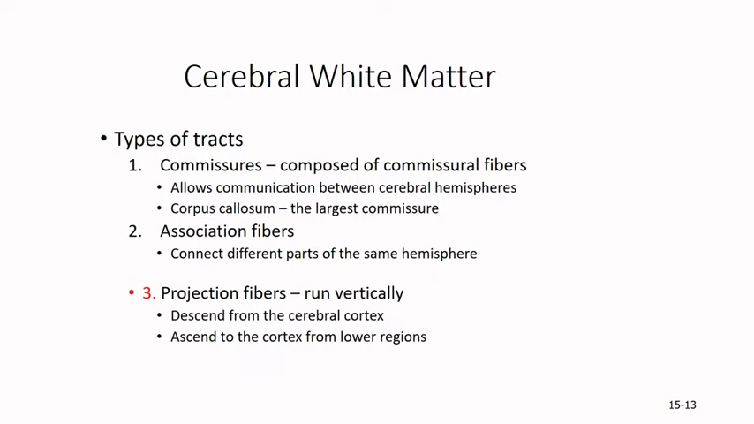So the types of tract: commissural fibers allow communication between cerebral hemispheres, like the corpus callosum, which is the largest commissure. Association fibers connect different parts of the same hemisphere. Projection fibers run vertically, descending from the cerebral cortex or ascending to the cortex from the lower regions in the spinal cord.